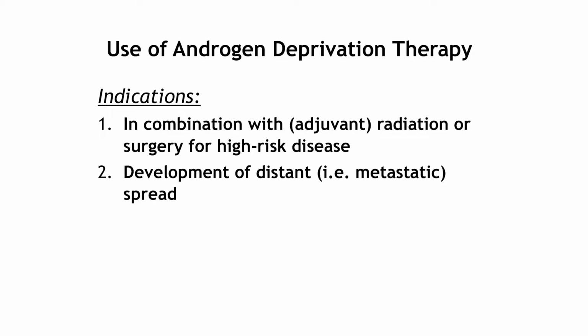Why do we give hormone therapy? There are two main indications that we have the strongest evidence for. The first is in combination, or what we call adjuvant, to either radiation or surgery, radical prostatectomy, that is used to treat high-risk disease.